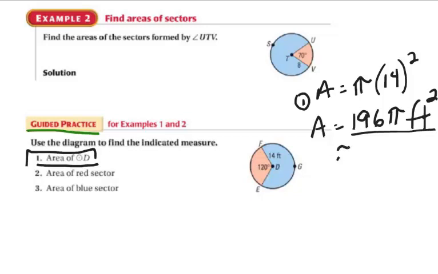If I want an approximation, that's when I would go and plug that into the calculator, 196 times the pi button, and I would get 615.75 feet squared. Okay? But again, remember to put it in terms of pi for an exact value. You multiply the numbers, but leave pi in it. Don't multiply pi on through.